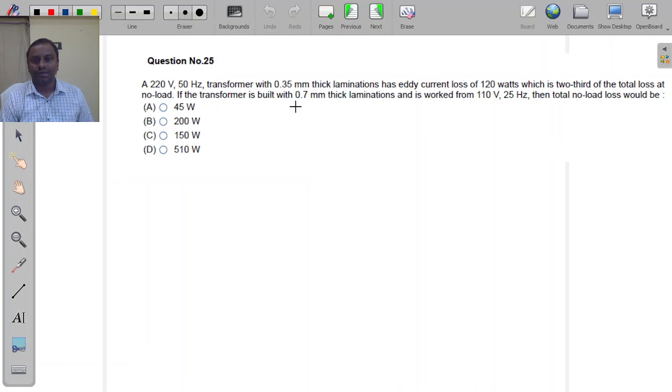And if the transformer is built with a 0.7 mm thick lamination, the thickness has changed, and it works from 110 volt, 25 hertz. Now voltage changes, frequency also changes, keeping V by F constant. Then we need to calculate the total no load loss. So, solution.